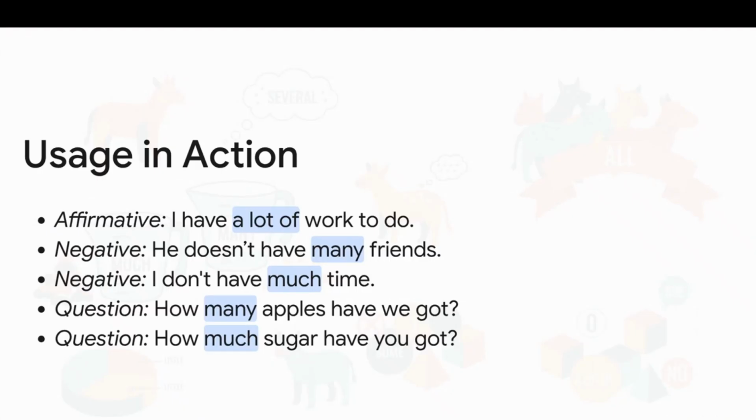Let's see this in action. It makes it so much clearer. For a positive sentence, I have a lot of work to do. See? Easy. But when we go negative, that's when the rule kicks in. He doesn't have many friends, because friends are countable. And she doesn't have much time. Time is uncountable. The exact same logic works for questions. How many people? How much sugar? It's a really consistent pattern once you get the hang of it.